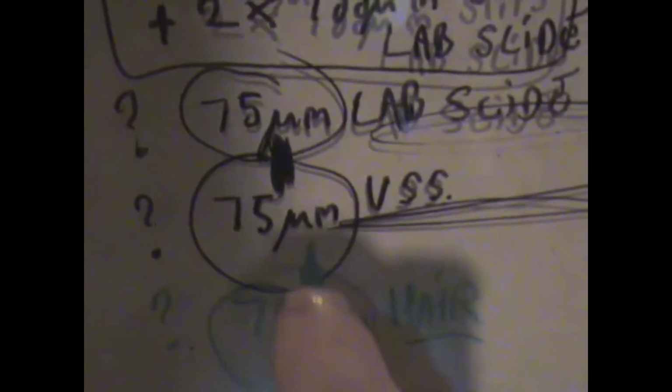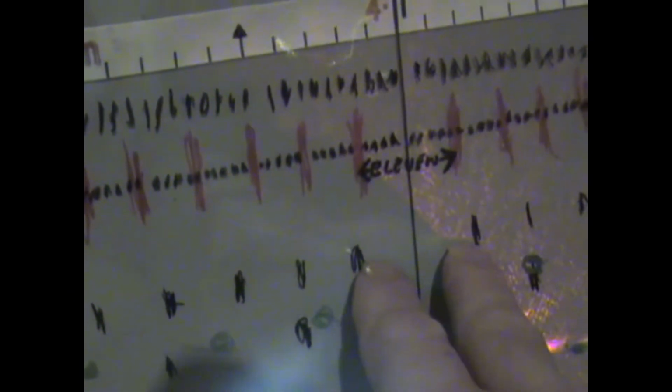Okay. Right, so it's worth knowing that the 75 micron hair, which should have been the same as all these three 75 micron things, the lab slide, my micrometer single slit, and the hair, they should all give the same fringe width, but they're not. Now the hair is in between the two extremes. The micrometer gives the widest fringe width, the lab slide gives the narrowest, and the hair gives in between.